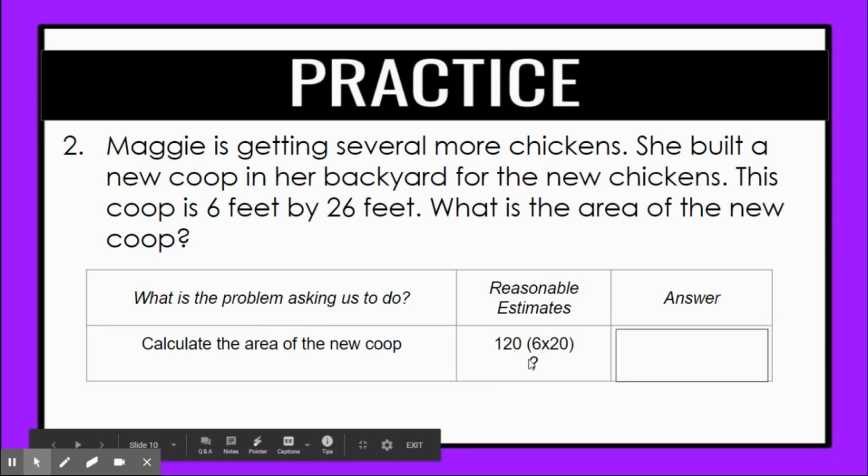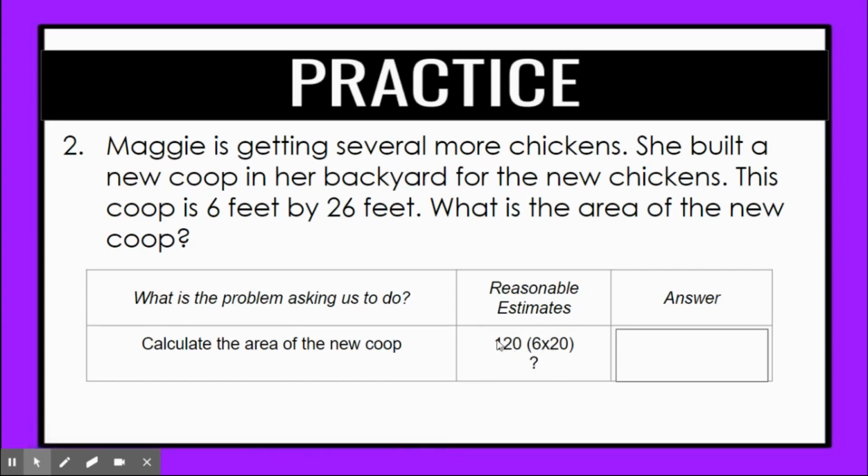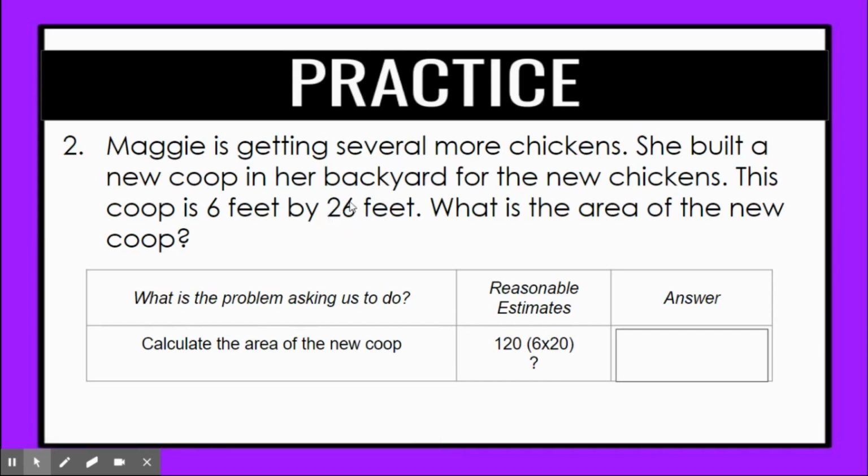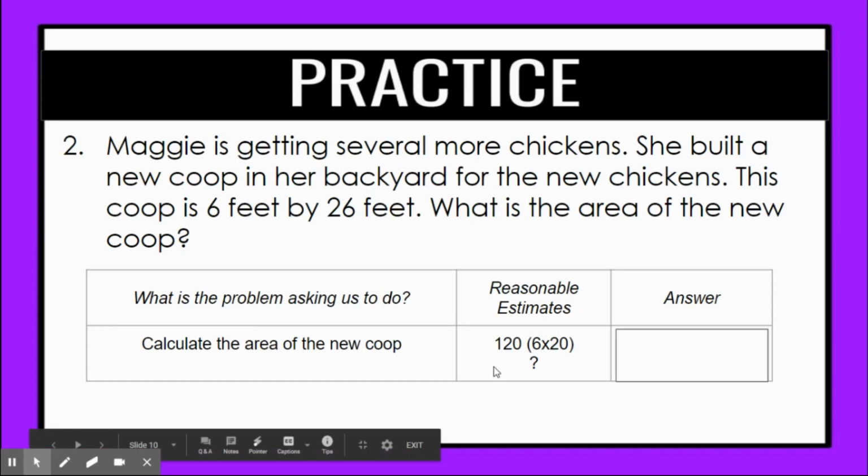120 is one estimate. Notice I didn't give very many. Now where I got 120, we've got 6 here, and 26 is pretty close to 20. So 6 times 20 would be 120. What's 26 also close to? It's close to 30. So 180 would also be a good estimate. If you think about money, it's also close to 25. So you could think about quarters. It takes 4 quarters for $1. That'd be 2 extra quarters, so 150, like $1.50, would also be a good estimate.